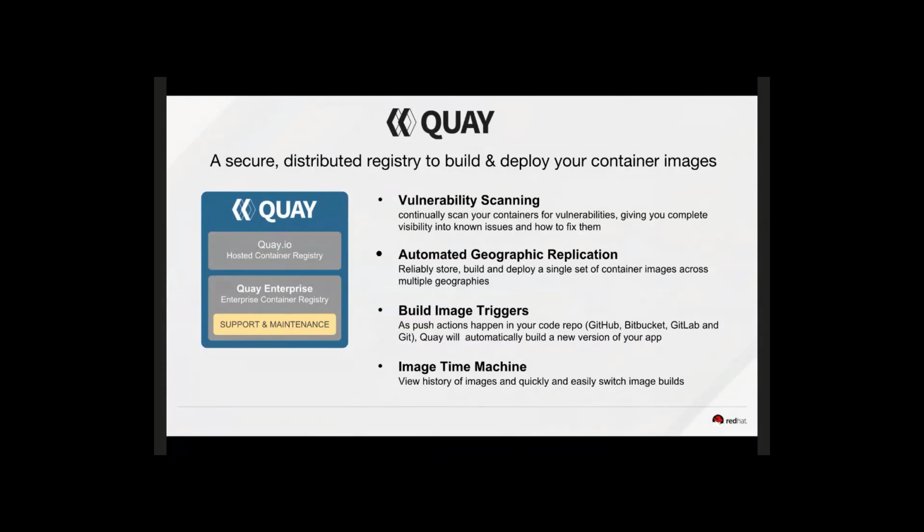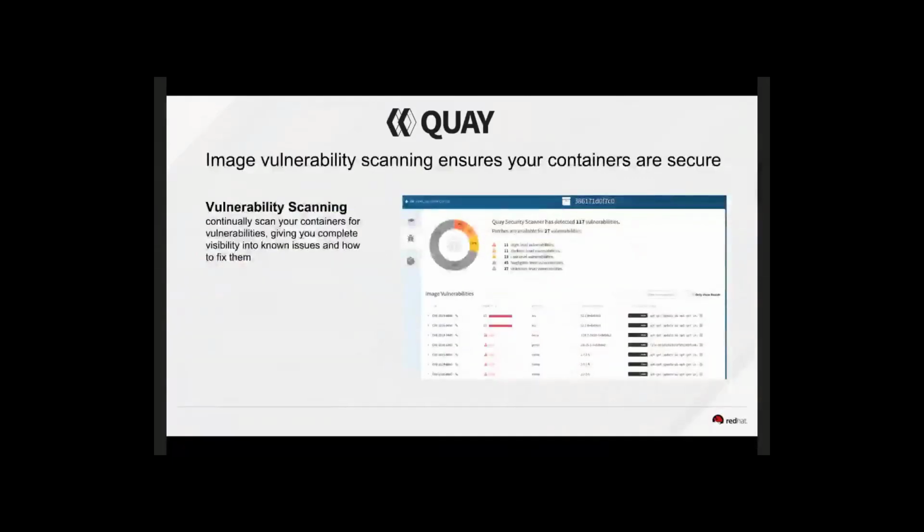And then a feature that is very unique to Quay is something we call Image Time Machine, which allows you to view history of your images and your tags that you've pushed and quickly and easily switch between those. I'll be showing that off in a minute as well. So diving into some of our features before we start the demo.